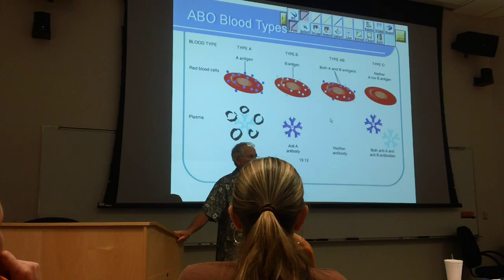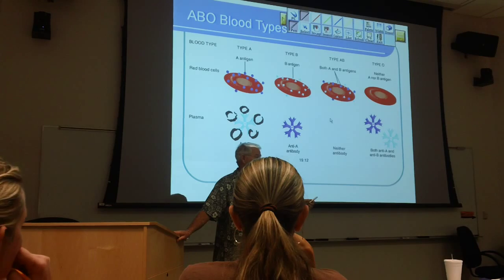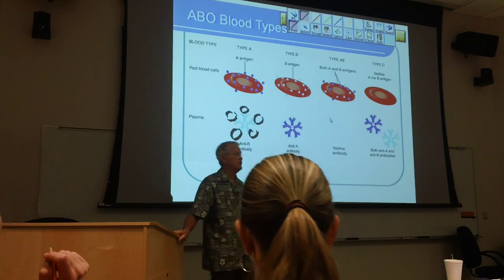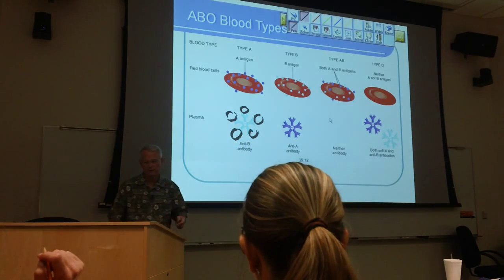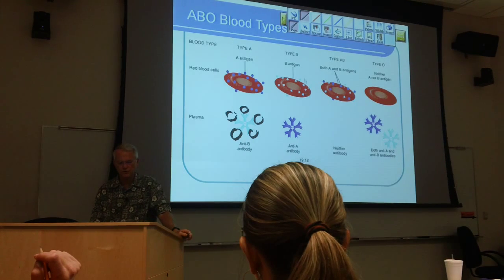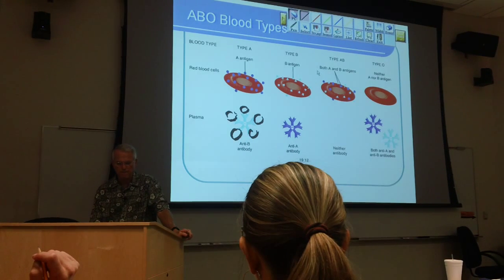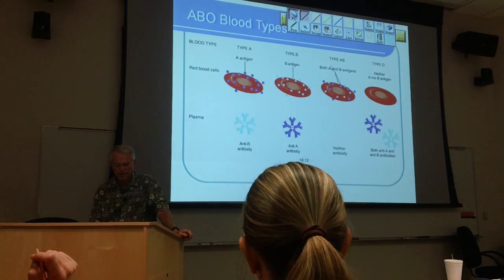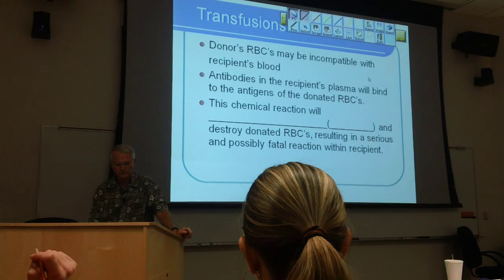The rule will be you never give a negative person positive blood of any kind. You concern yourselves with the ABO transfusion, of course, but then the RH has to be considered too. So don't give positive to negative, and we'll see what happens when you do that too. You got problems.